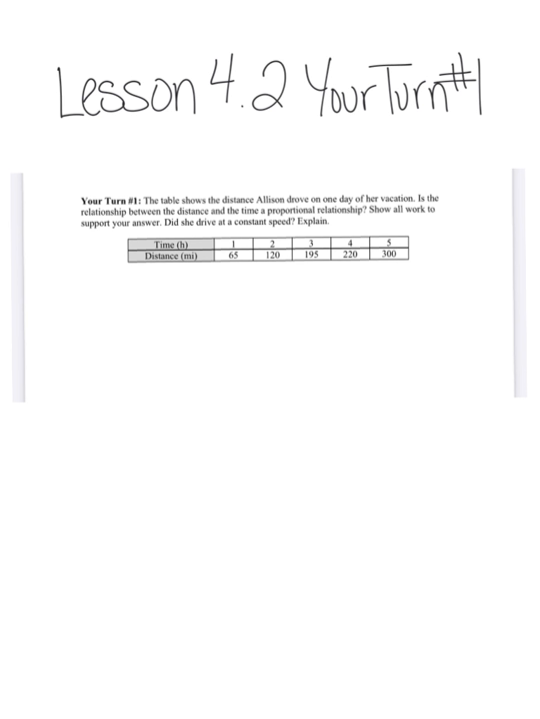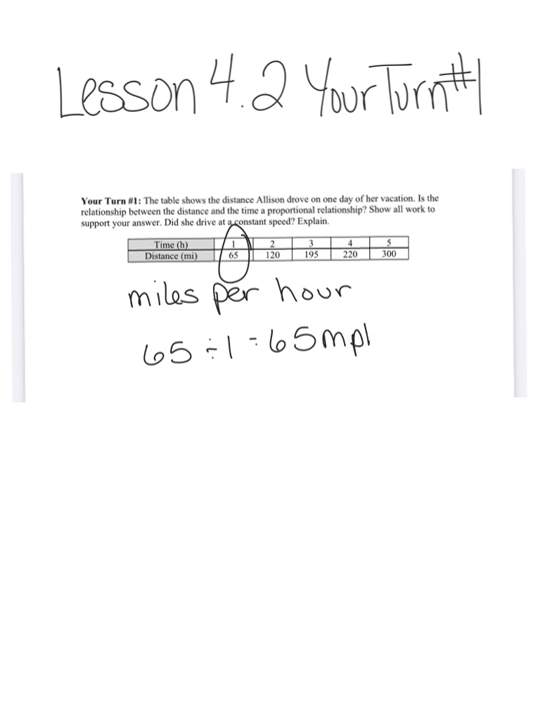So our first step here is to look at each column of the distance and the time and see if we have a constant rate here. So in our first column, it's showing us that in 1 hour, we travel 65 miles. So our miles per hour is the constant rate we want to find. So I'm going to take 65 divided by 1, which we know is 65. So that's what we're going to see.